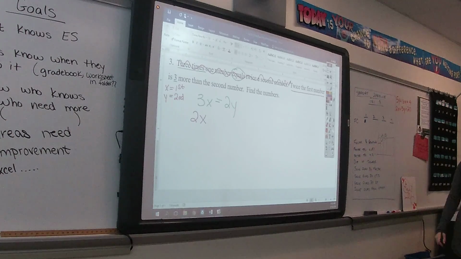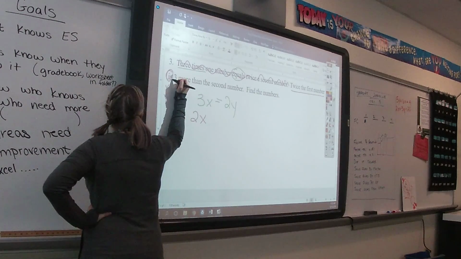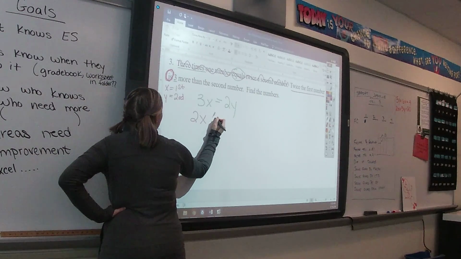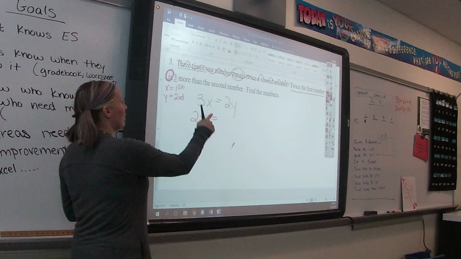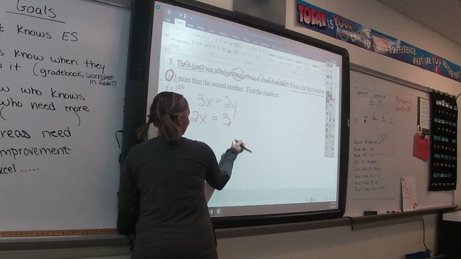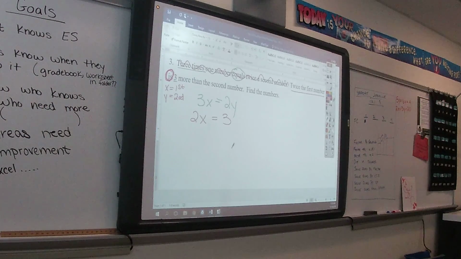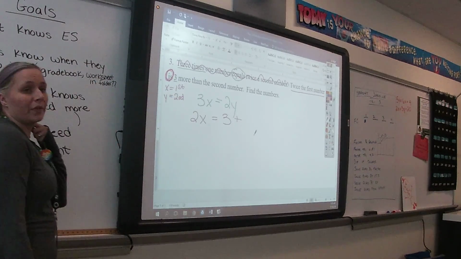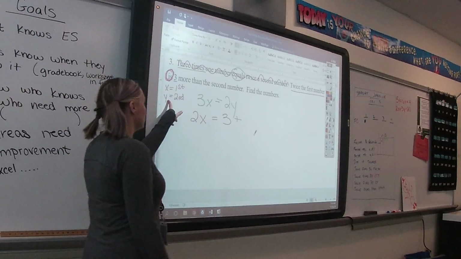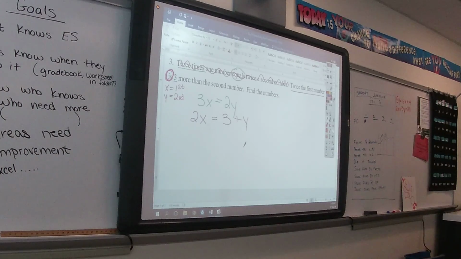So twice the first number is, what are we writing for is? Equals 3. So what am I writing down for 3? 3y? No, just 3. Okay, more than. More than is addition, so I'm going to put an addition sign. The second number, y. The sentence is over, the equation is done.